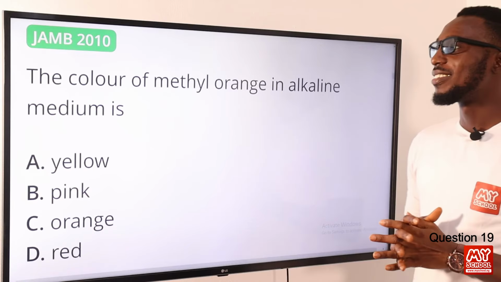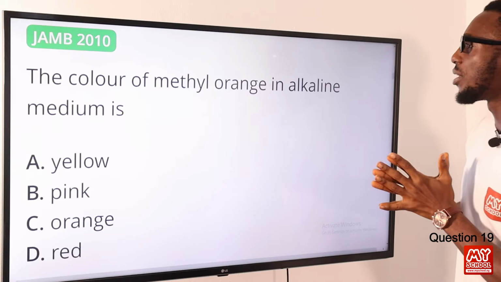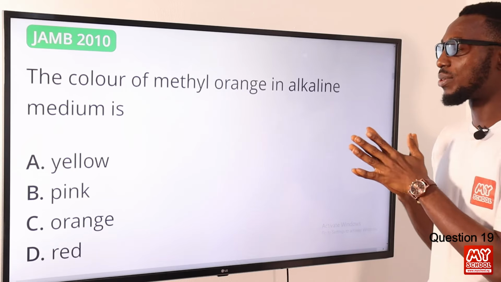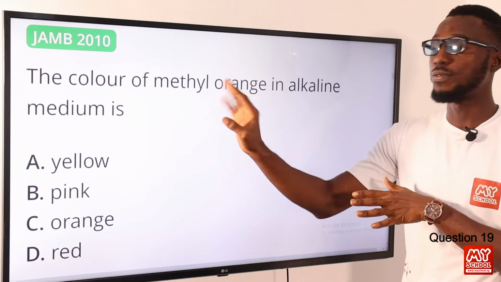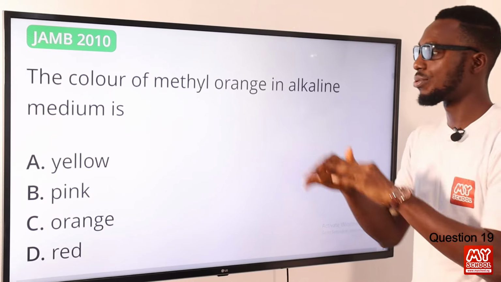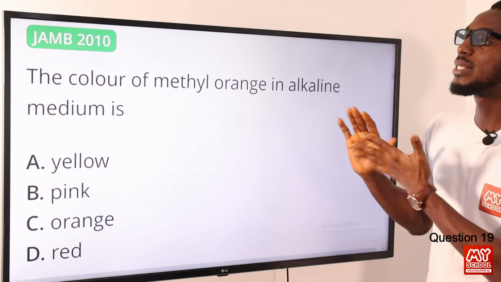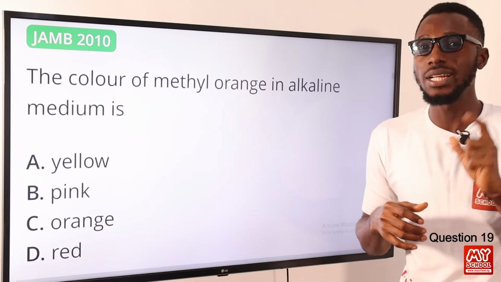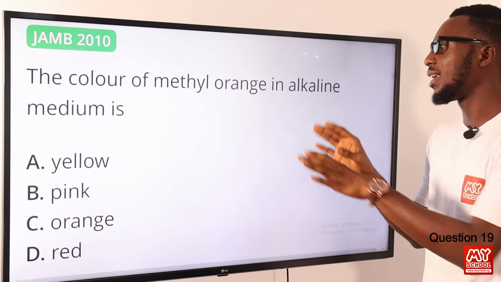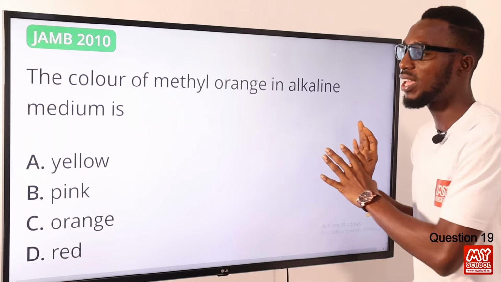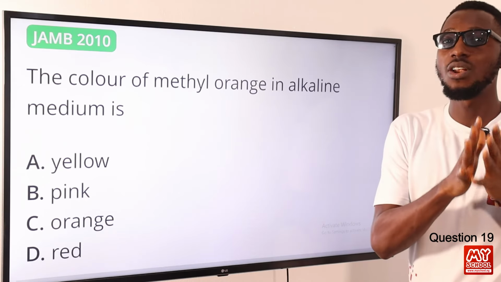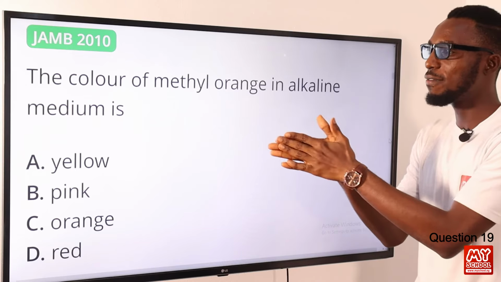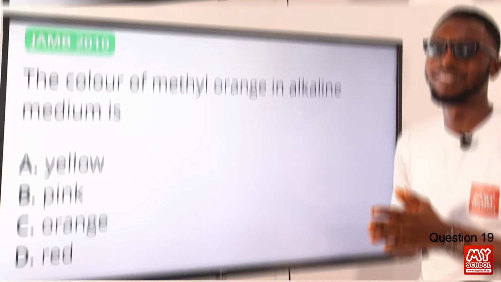Number 19, so the color of methyl orange in alkaline medium is what? Okay, take note of this. We're talking about a pH of 3.1 to 4.6, ordinarily, for methyl orange. So we're talking about orange color. When it's in an acidic medium, what you should have is red color. In an alkaline medium, we are looking at your yellow color. So the correct option here is option A for yellow.